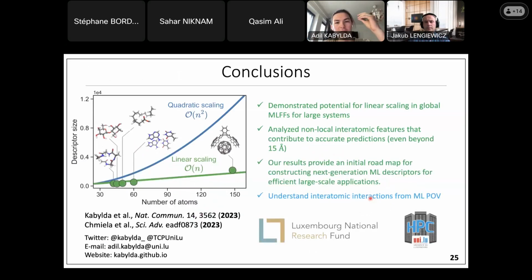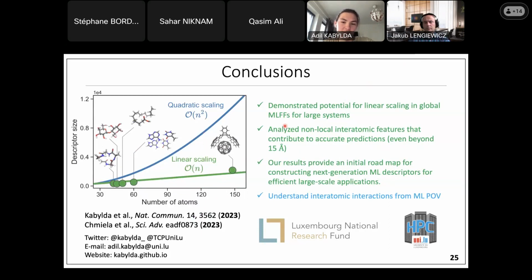Okay, and we came to our conclusions. So basically what we did here is we escaped this quadratic scaling for global model and dropped down this nice green line here to the linear scaling. We just demonstrated potential for linear scaling in global models.